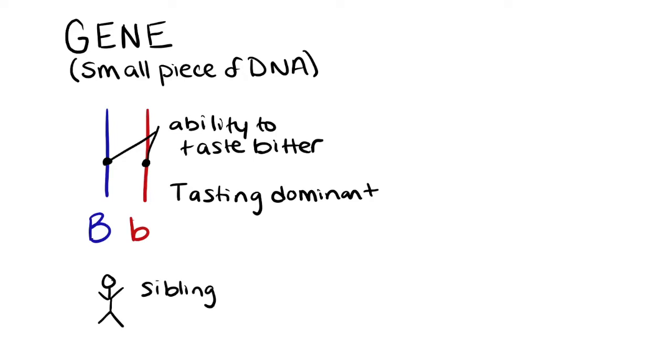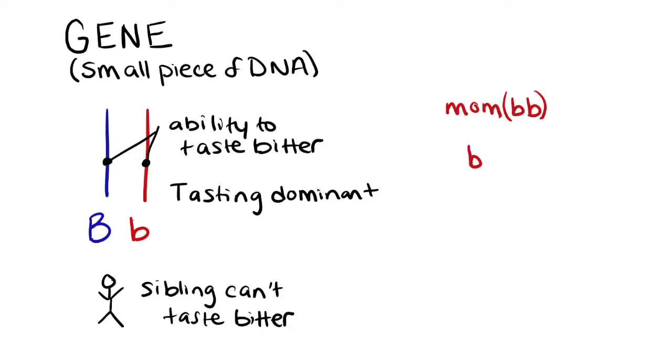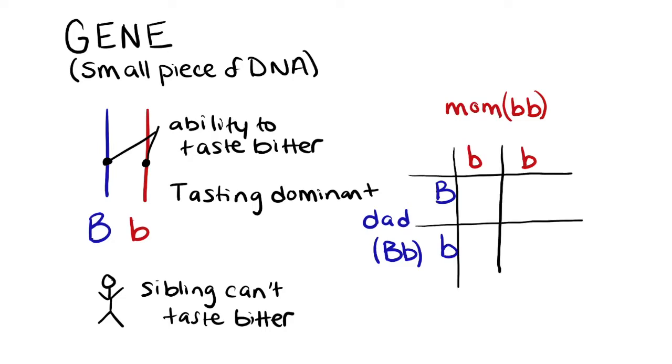However, you have a sibling that for some reason can't taste bitter. How is this possible? Let's look at your parents. Your mom isn't able to taste bitter, and your dad is able to taste bitter. So your dad can pass on a gene for tasting bitter or for being unable to taste bitter, but your mom can only pass on a gene for being unable to.